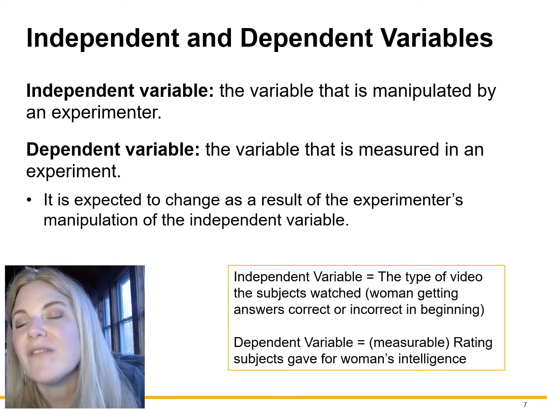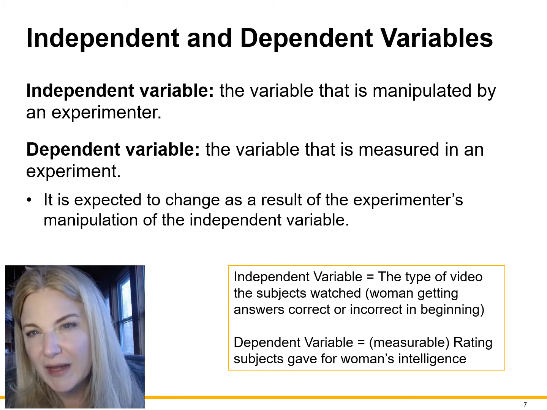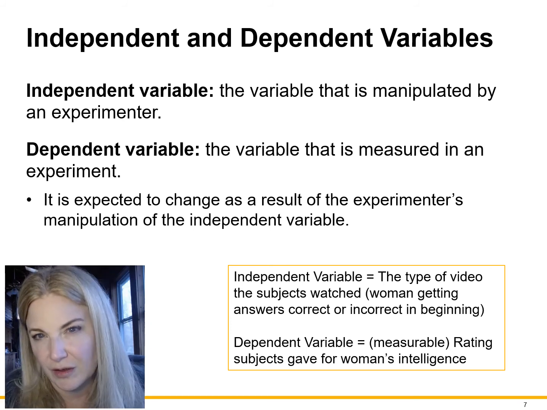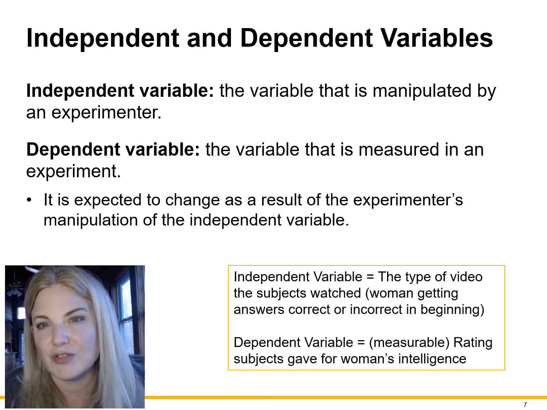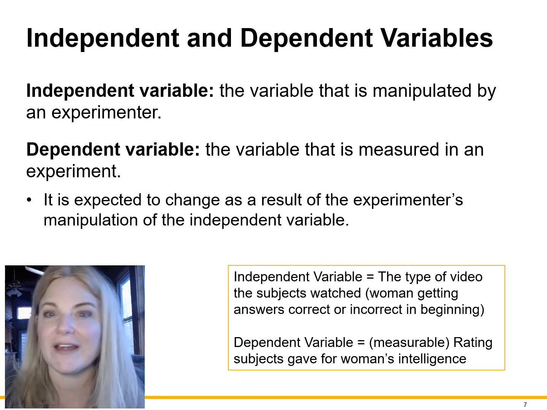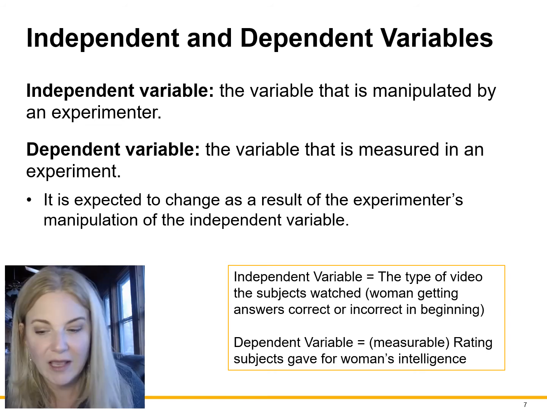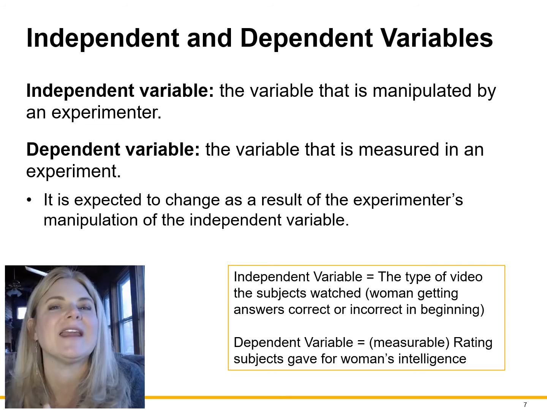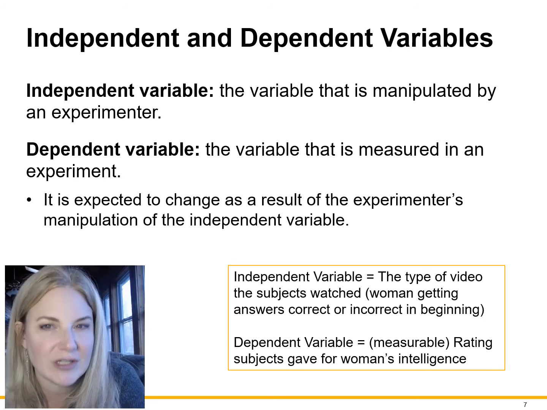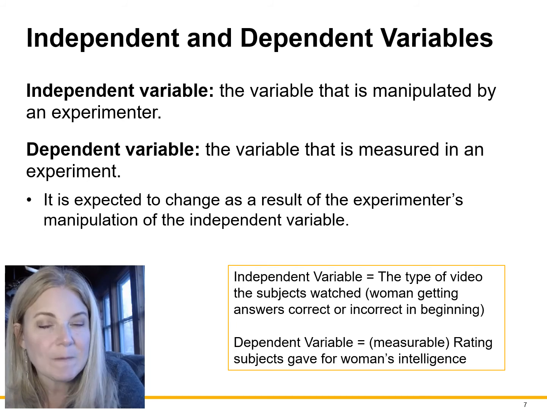The dependent variable to me is always easier to figure out because the dependent is something that you measure. And in this case, I was measuring how smart they thought the woman was. It was on a scale. So if I had a scale of 1 to 10, how smart do you think she is? I can measure that. I can look at the scale, I can have the numbers, I can get an average of how smart they think she is. So that's the dependent variable.